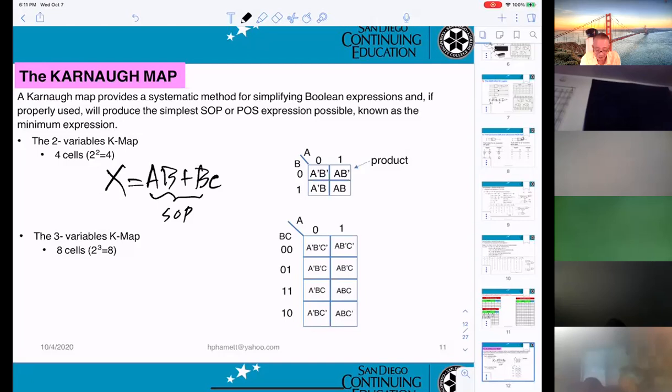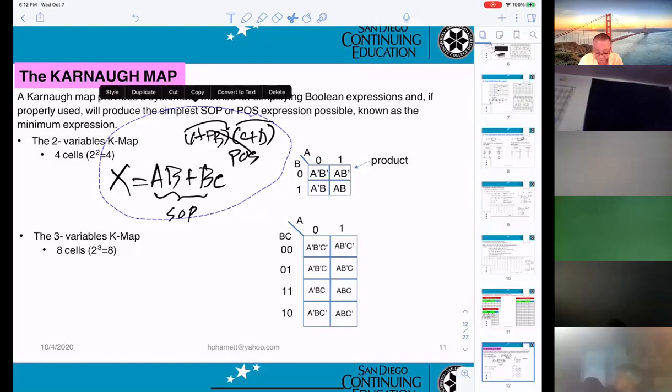That means you get the product. Okay? In here you get A or B, and with C or D, for example. So that will be POS. This is a product, inside you get a sum, okay? But we're not using this. We're using SOP, sum of product, not POS.